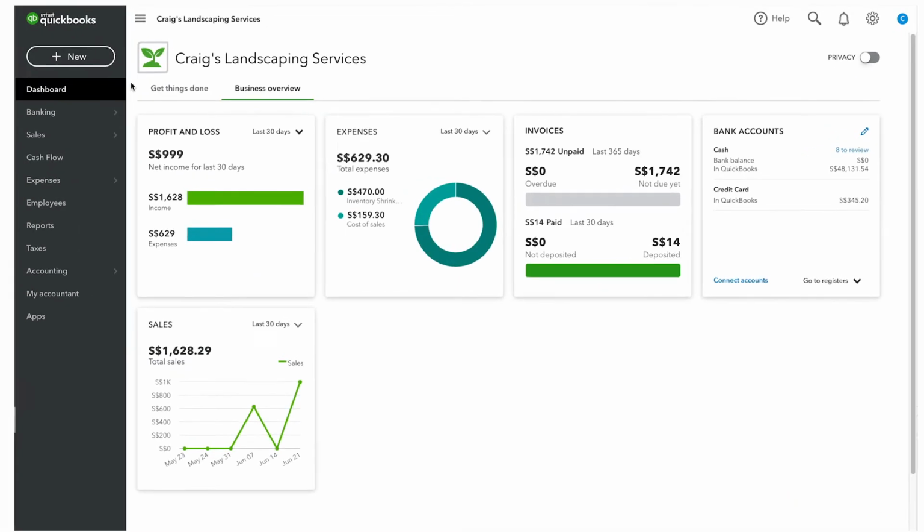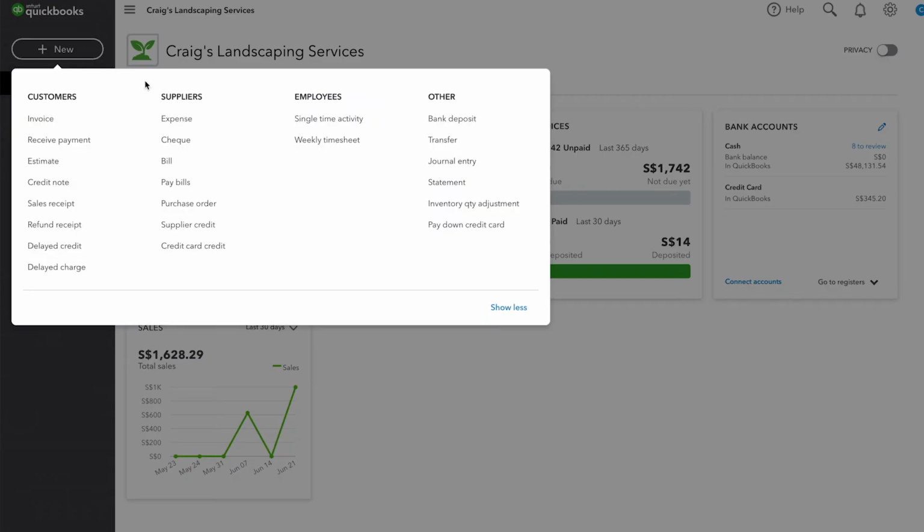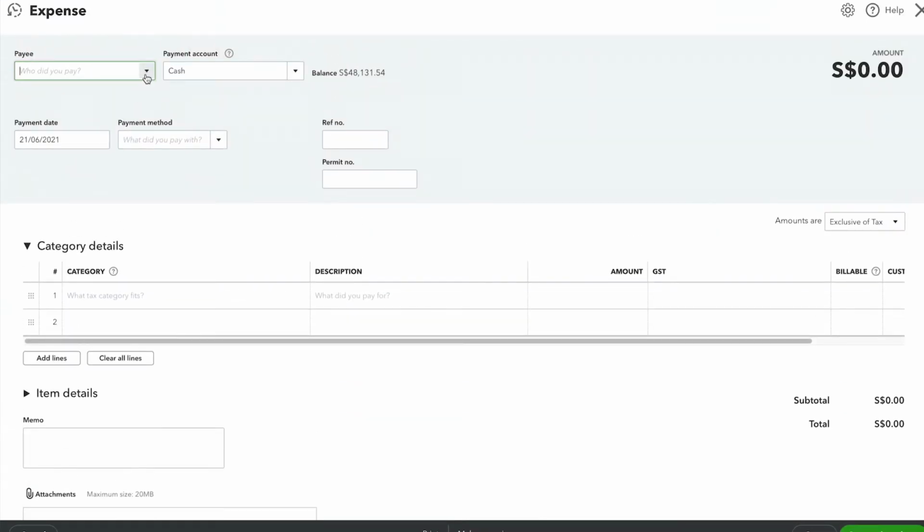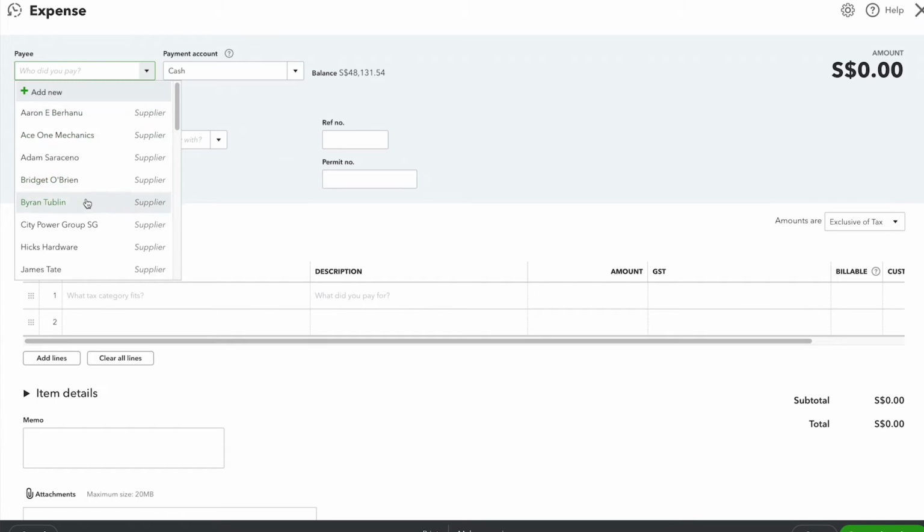Anytime you record a financial transaction into QuickBooks, you have to tell QuickBooks why you're receiving money or why you're spending money. And that's where categorization comes in.